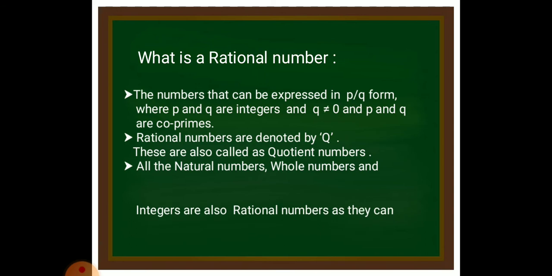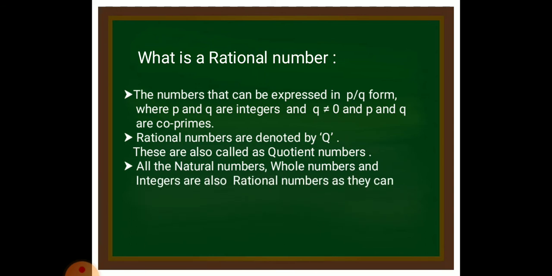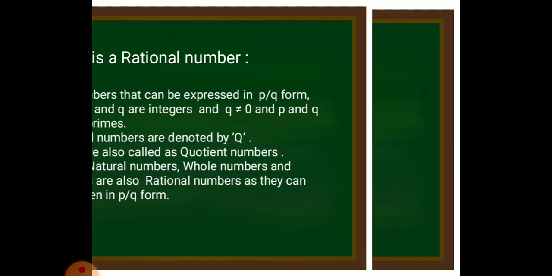And we have also seen that all the natural numbers, whole numbers and integers are also rational numbers, as they can be written in p by q form. So this is all about rational numbers, children. You should be very clear about it. If you have any doubt, you can go to your first video and watch it again and try to be very clear about this concept.